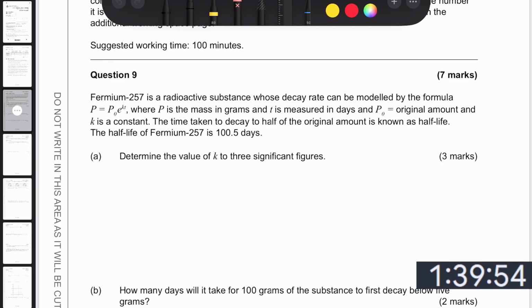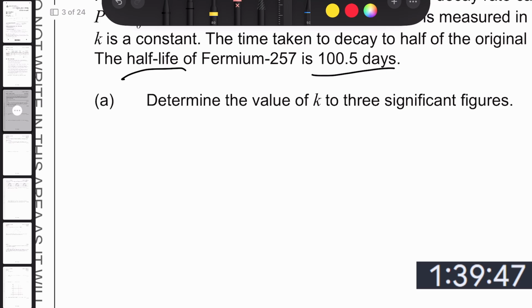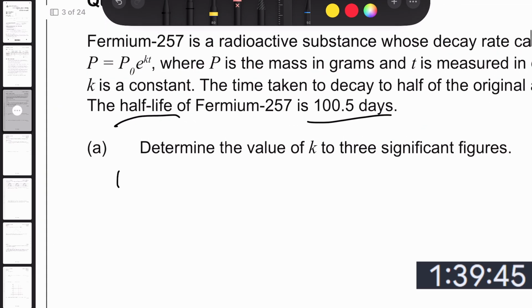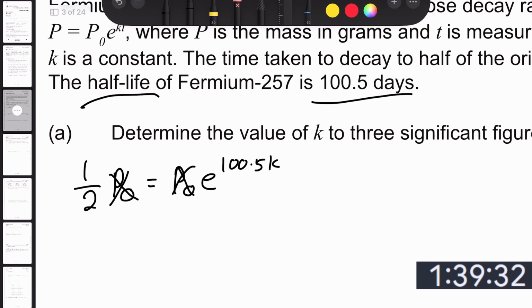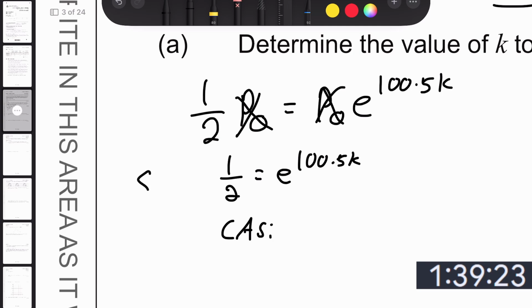Exponential. We have a half-life, which means that half of it is going to disappear. 105 days. So this is essentially saying that half of P0 is going to happen when I'm going to sub in 100.5 for t. Okay. And then obviously these are going to cancel, so then half is equal to e^(100.5k). And if I look at this on a CAS, I'm just going to be solving it like this.